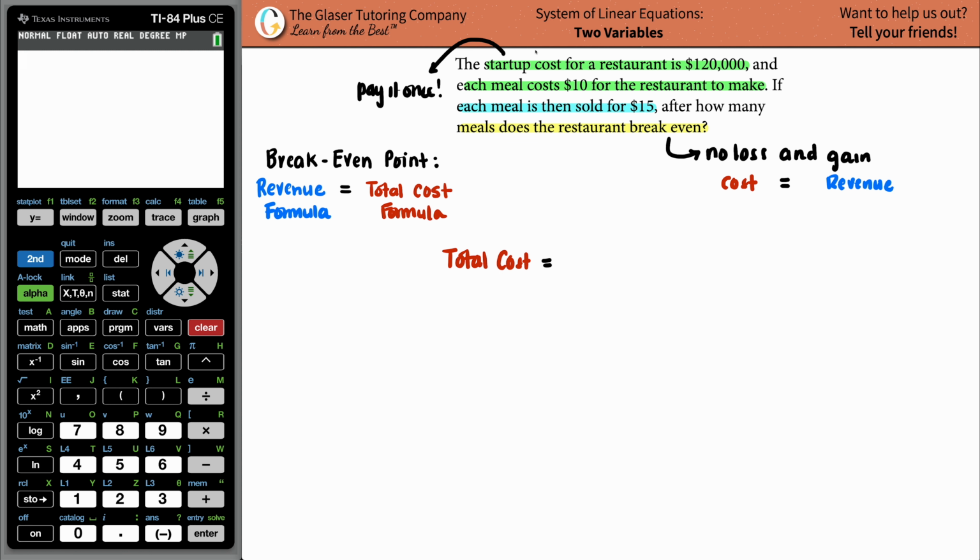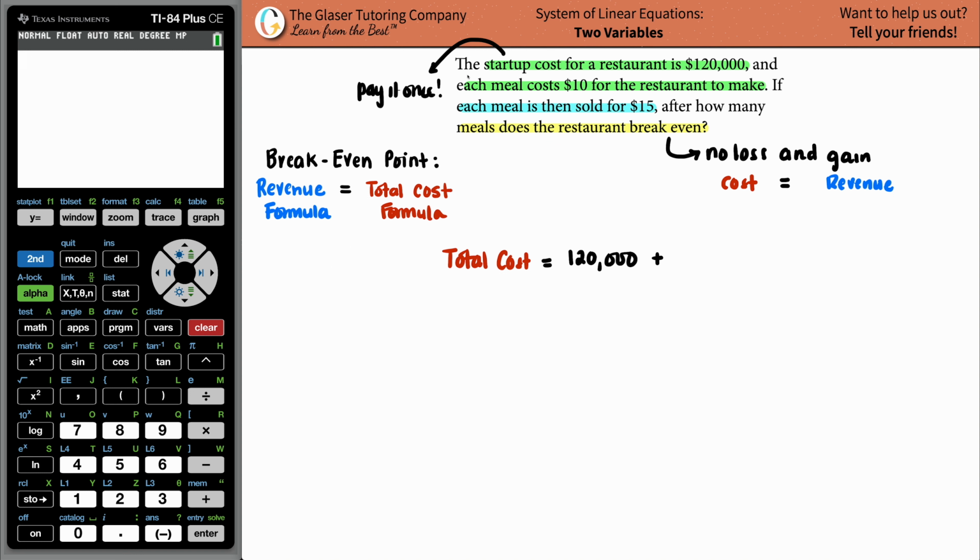So in this case, the startup cost for the restaurant is $120,000. So that you only have to pay once. So in my formula, that's only going to be stated once. So the total cost would be equal to $120,000. Now let's see, plus, is there any other additional costs? Yeah, here's the word again, cost, and it says that each meal costs $10 for the restaurant to make.